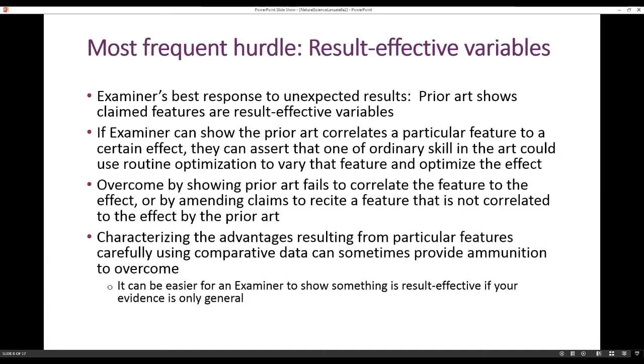One tip is to make your comparative data as specific as possible. I think if your comparative example is general, for example, it simply shows an advantage caused by adding a mixture of materials instead of teasing out what component of that mixture is causing the advantage, it can be easier for the examiner to show that using that mixture or using some component of that mixture would be result effective from the art. If you're very specific about what component of the mixture causes the advantage, I think you have slightly more ammunition when heading down this road.